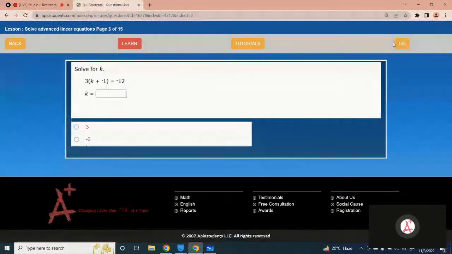Okay, the next one is solve for k. So it would be 3 times k plus negative 1 equals negative 12.